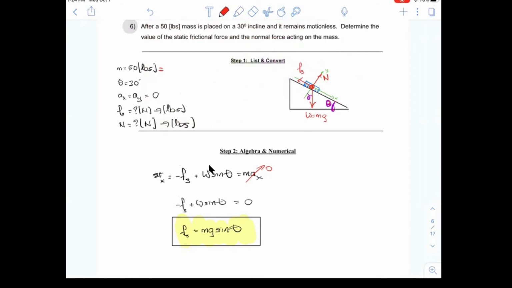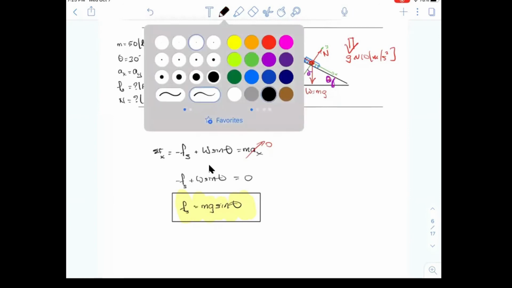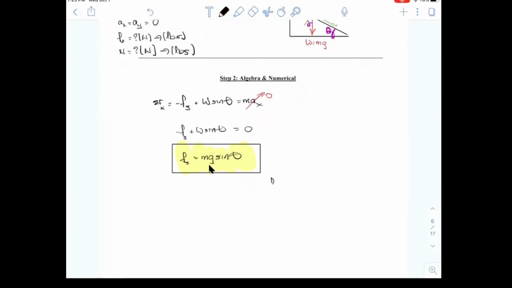So what is that in terms of kilograms? 22.72. Give yourself 5 points. Okay, now we're good. So I'm getting my acceleration in. If you have the number, give me the number in terms of newtons. The static frictional force: 113.6 newtons. Okay, that's good.